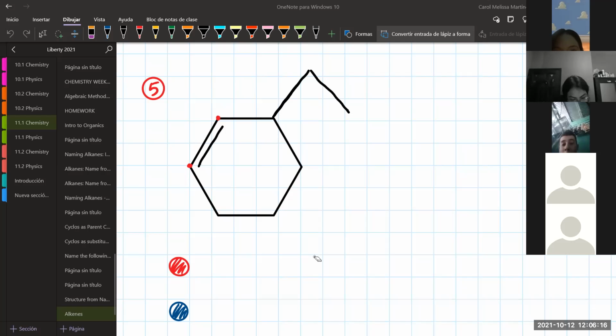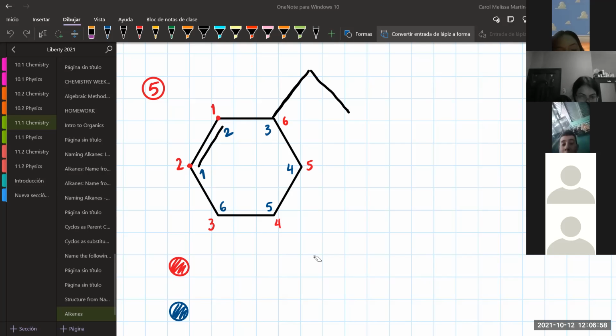But take a look. The double bond is located here. When you have a double bond, you have to start counting the carbons from the double bond. That means you can start from here, 1, 2, or like this, 1, 2. Okay? The double bond starts with number 1. So you can continue numbering the carbons, 3, 4, 5, and 6, or 1, 2, 3, 4, 5, 6.